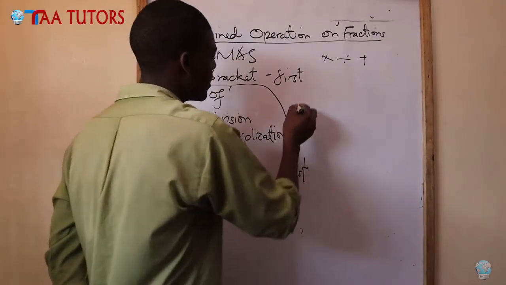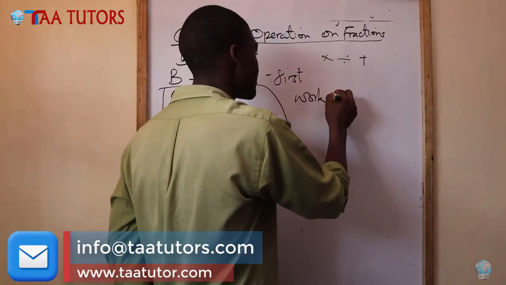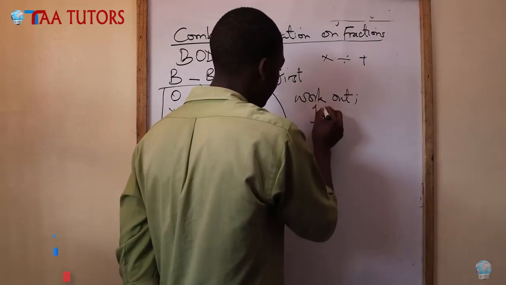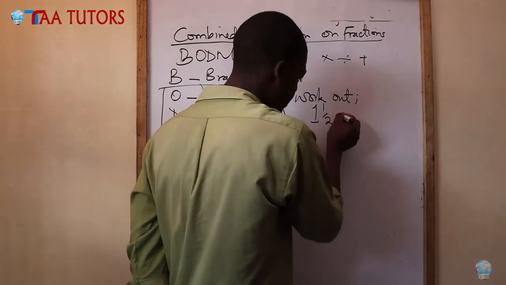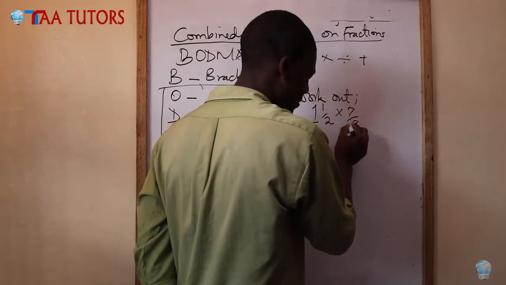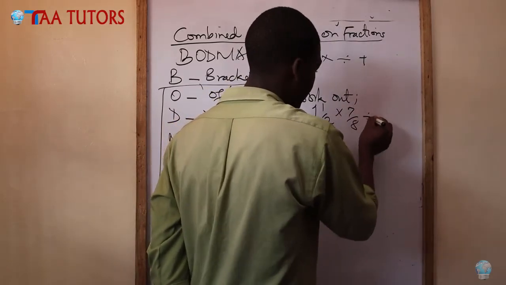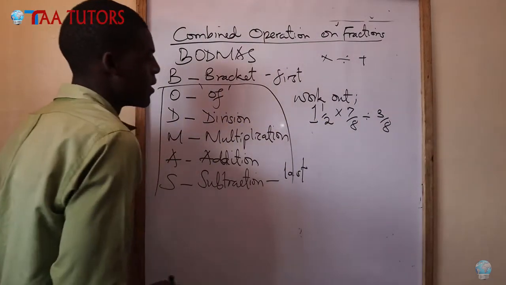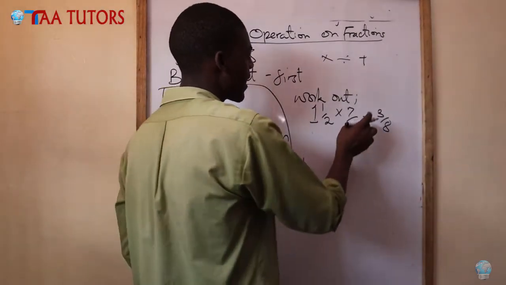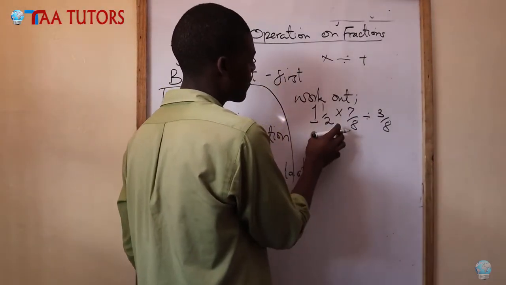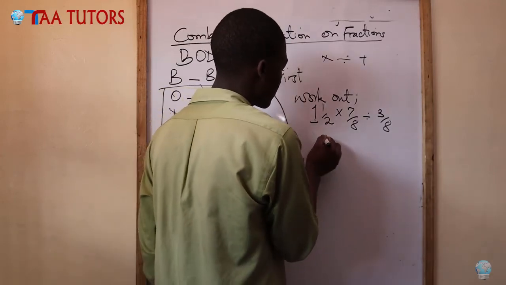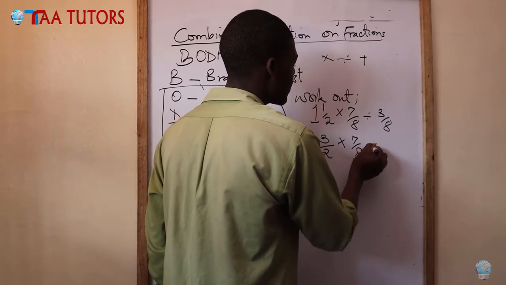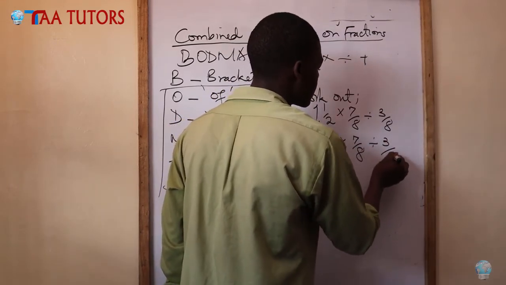An example is it is just workout. Workout 1 and 1 over 2 times 7 over 8 divided by 3 over 8. I can decide to rewrite this part as an improper fraction so that I have 3 over 2 times 7 over 8 divided by 3 over 8.